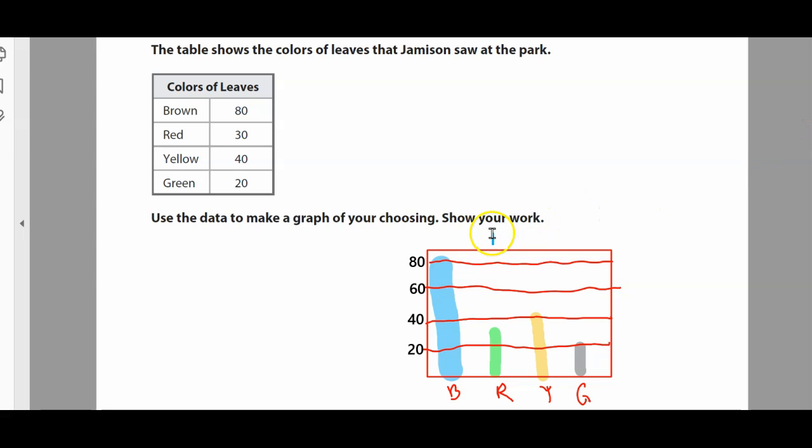And we could title it like this right here. Color of leaves. Right? Okay, but then here we're gonna title it number of leaves. And then the bottom part are the colors, right? That's how you would label your graph.